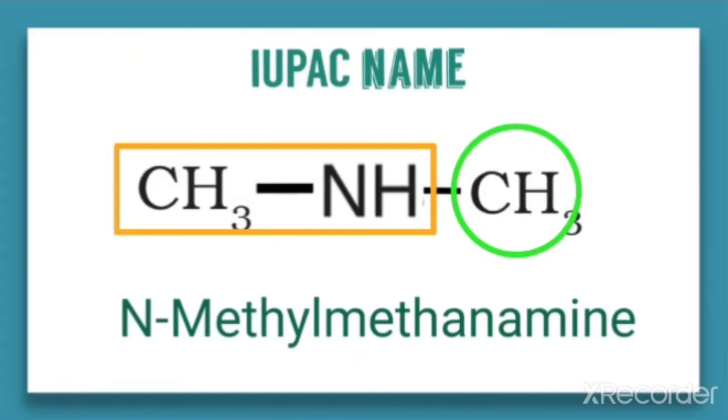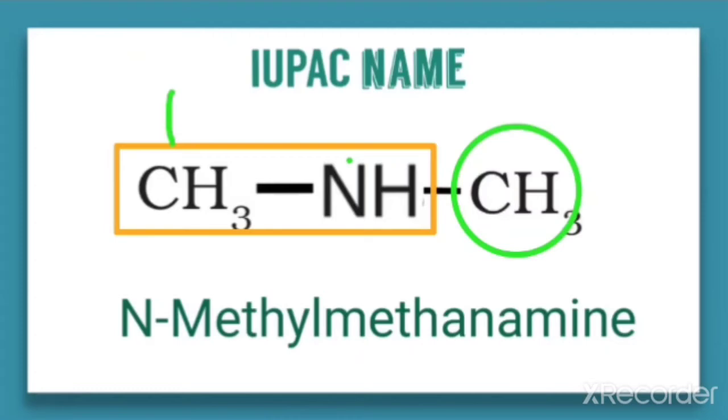Now how to number this one? Because here the main chain has only a single carbon, and that is attached to the nitrogen, so only one carbon is there. Nitrogen can be connected to the main chain but it should not be numbered, because we are taking the numbers for carbon chains, not for nitrogen. So here how to name the position of the methyl group, that is a substituent here?